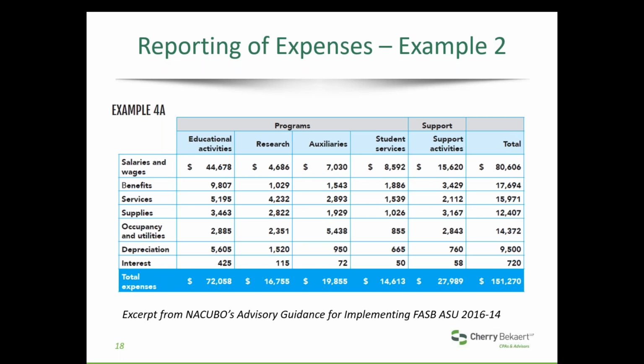And I know we've already discussed the definition of program and supporting, but just a little refresh. Auxiliaries typically include items such as housing, food services, and parking. And then your supporting activities include anything to support the primary mission and program functions, such as fundraising, executive management, finance, technology, general administrative, etc.